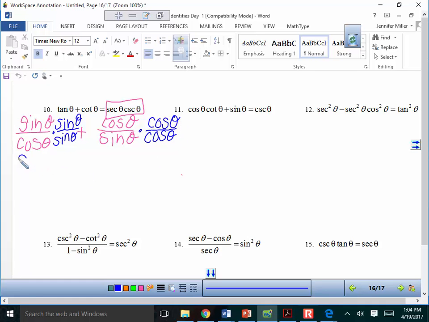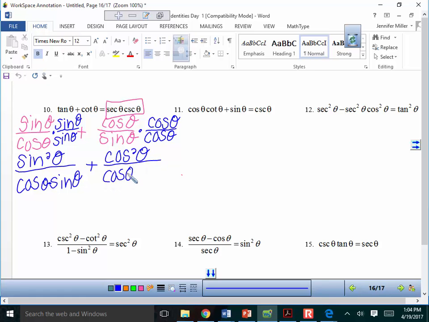So then we have sine squared of theta over cosine of theta, sine of theta, plus cosine squared of theta over cosine of theta, sine of theta. All right, that was a little much, so let me know if you have any questions about what just happened here.